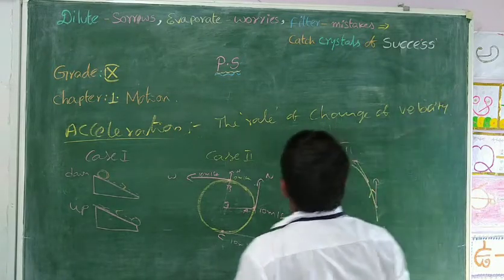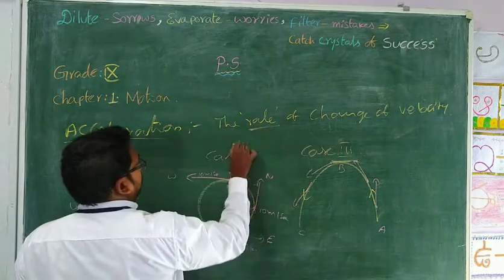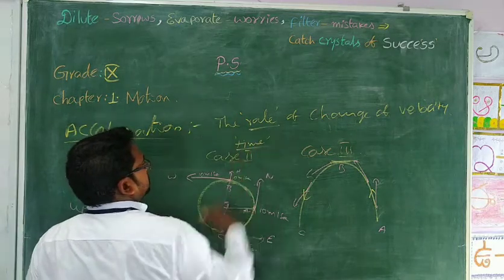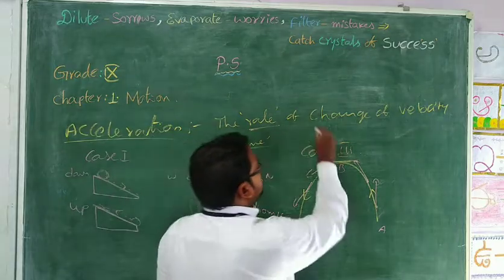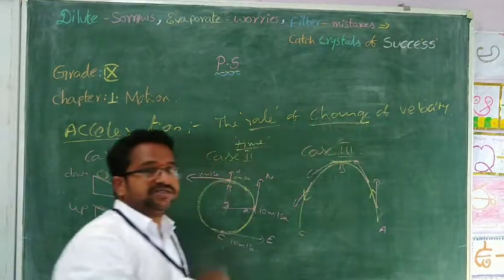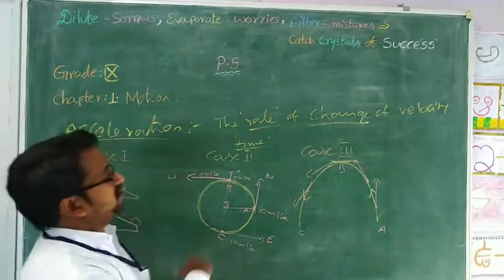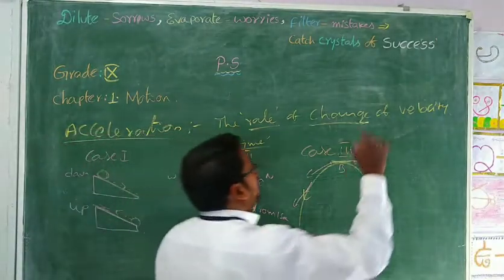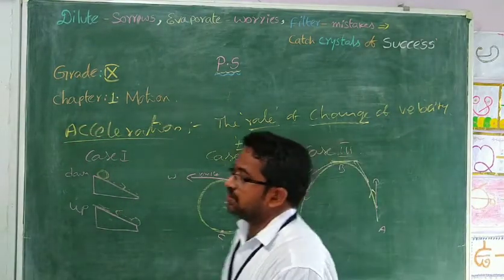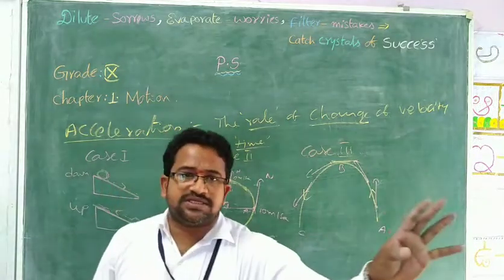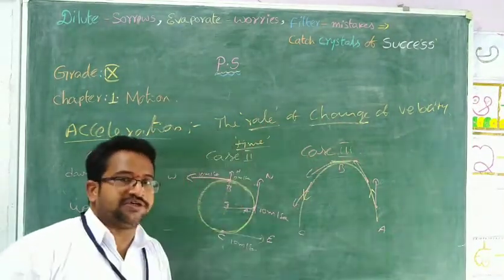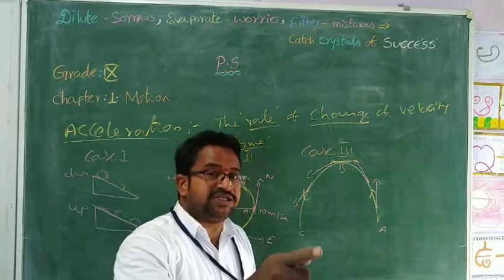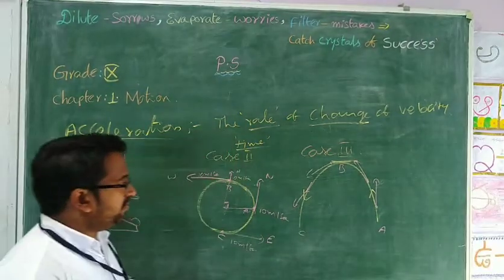Rate of change of velocity. Rate means at a particular time, not constant. Rate of change. Change means difference. Where is the change? In velocity. So, it's a very easy thing. Where there is a change in the velocity, suddenly there will be acceleration.